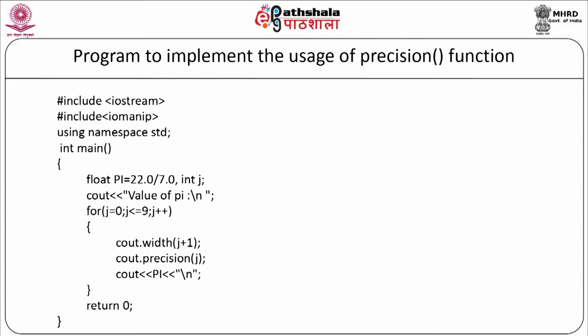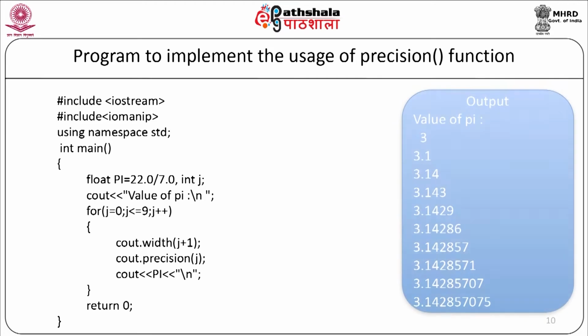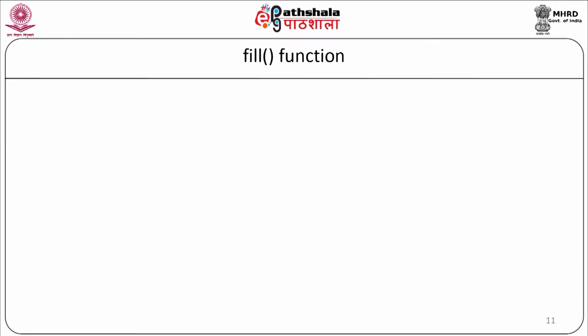Now when the above code is compiled and executed, it will produce the result as value of pi: first line 3, next line 3.1, next 3.14, 3.143, 3.1429, 3.14286 and so on.